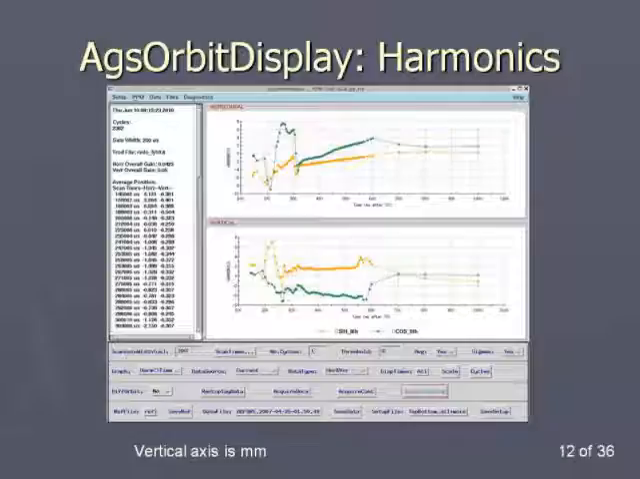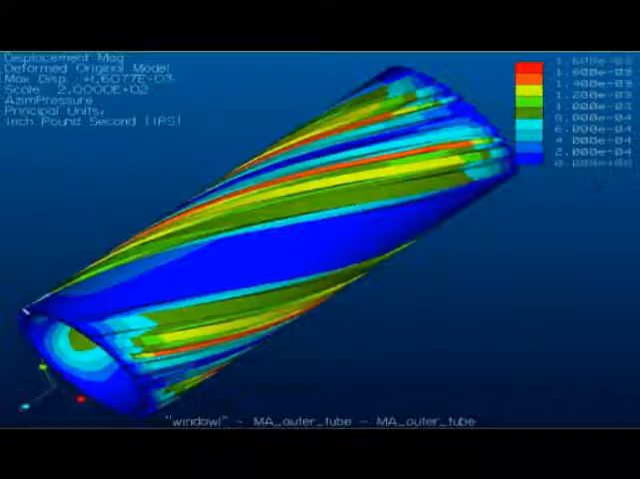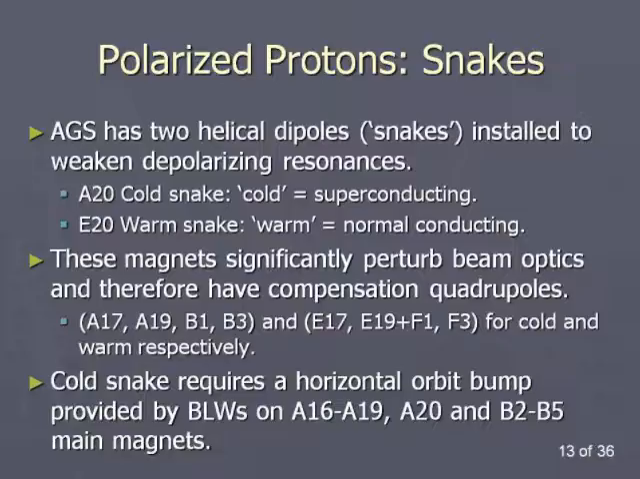As I mentioned before, for polarized protons, things get complicated. There are 2 helical dipoles installed in the AGS. Helical dipole meaning it starts like a dipole, and then as you go through it, the poles sort of twist. In fact, they twist in a complicated way in the AGS because there isn't a lot of space. But glossing thoroughly over that, there's one at A20 and one at E20, so that's a third of the circumference apart. We call them the cold snake, which is superconducting, and the warm snake, which is normal conducting.